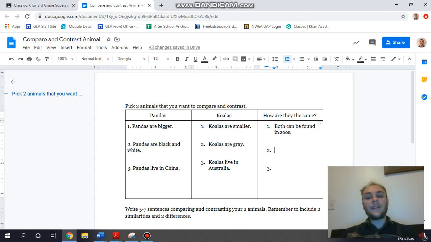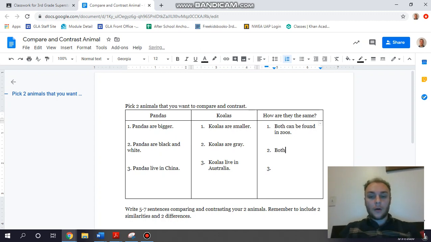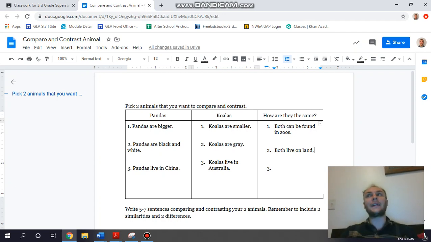Next one, both can be found in zoos. What else? Both live on land. Neither one lives in the ocean. Both live on the land. What's something else about these two animals? They are both fluffy.